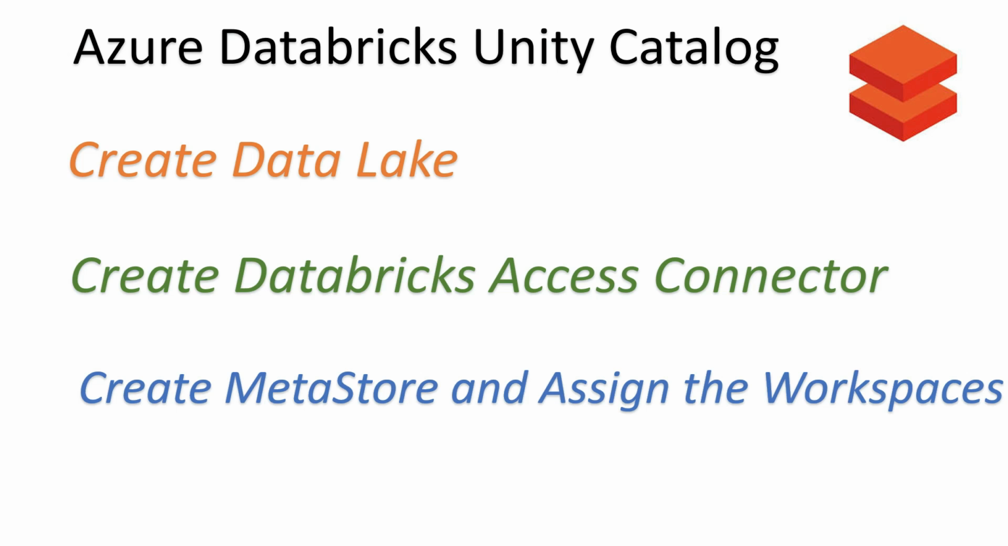So in this session we are going to see how we can set up Unity Catalog explicitly rather than the default behavior. For that we will be following multiple steps. First of all, we'll create a storage account of type data lake. Then we will create an access connector for Databricks, and then we will do some role assignments, and then we will create a Metastore and then assign the workspace associated with the Metastore.